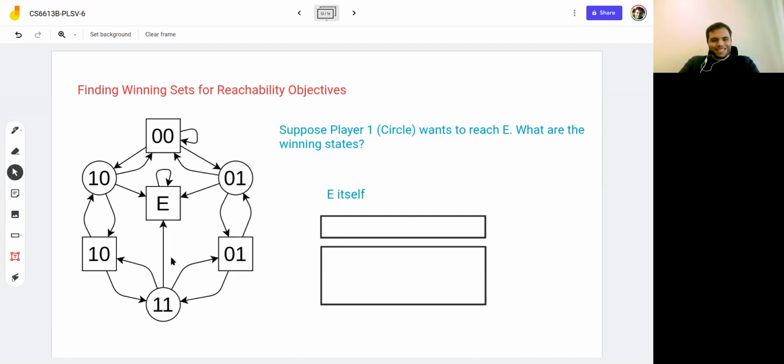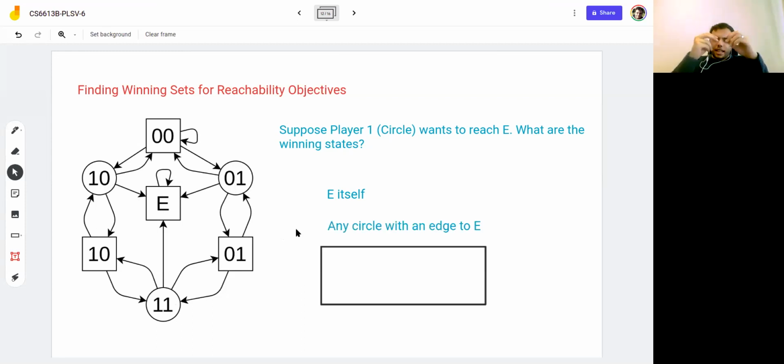I think what's in the chat is actually correct, yes. But how did we get this? Well, if you have any vertex that is under the control of player one and has an edge to E, then that's of course in the winning set of player one. But then what happens in the other cases? So what we know right now is that if the game starts here or here or here or here, player one wins.